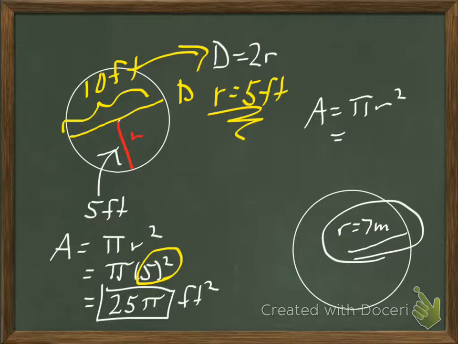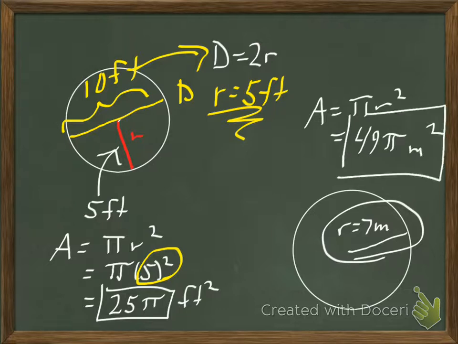You times it by 2. You square it. You don't times it by 2. You times it by itself. You take it to the second power. So 7 times 7 is 49 times pi. And this one was in meters, so we'll say the answer is in meters squared, and that is the final answer. All right, so that's really all there is to it.